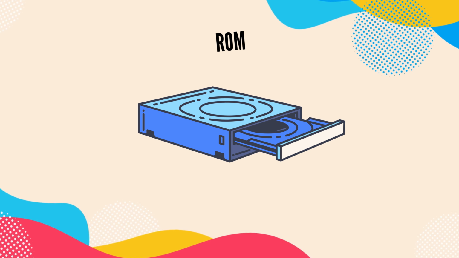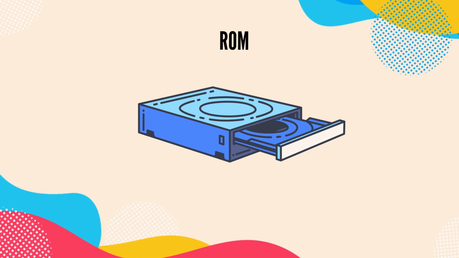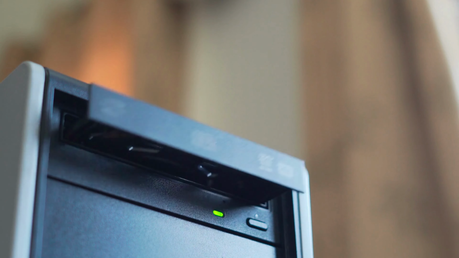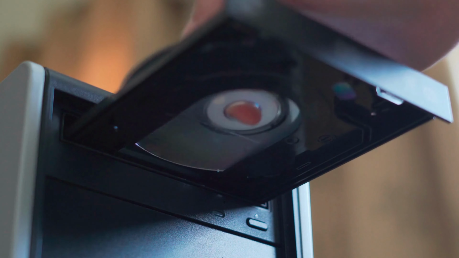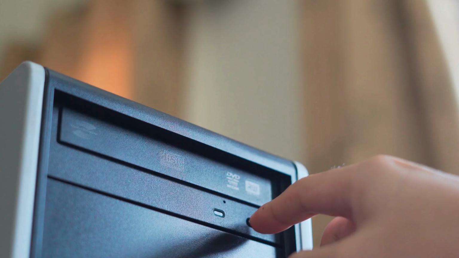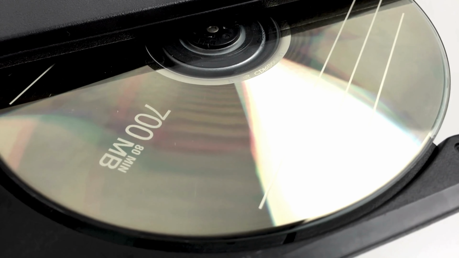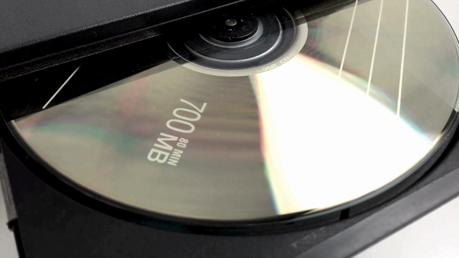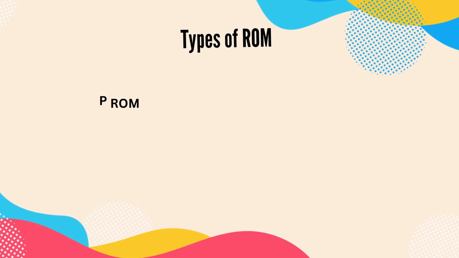ROM. ROM stands for Read-Only Memory. It's a type of non-volatile memory, meaning that the data stored in ROM is retained even when the computer is turned off. ROM is used to store important data and instructions that the computer needs to boot up and operate properly. Types of ROM. There are four main types of ROM.